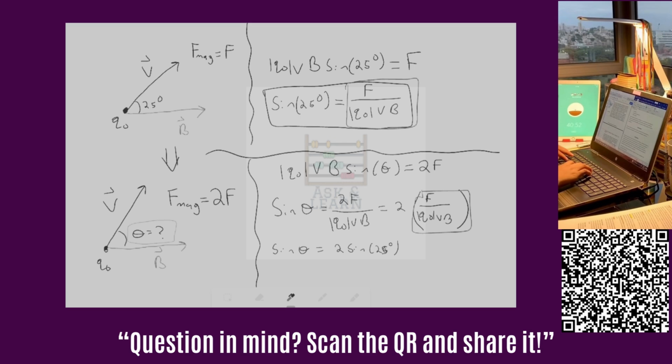So we solve for theta by taking the inverse sine of twice sine of 25 degrees. We plug that into our calculator and figure it out. We get that the answer is about 57 degrees, or sorry, roughly 58 degrees, accounting for significant figures. And that is our answer.